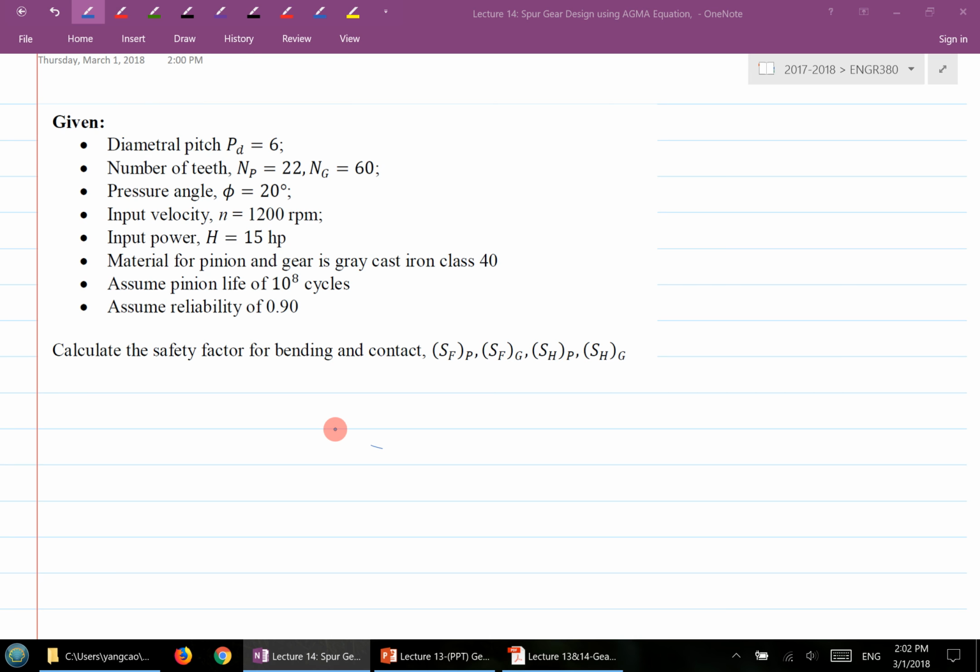Okay, good afternoon. Let's continue on the gear design. We'll try to finish the gear design today. I'm going through this gear design using an example. There are a lot of parameters, a lot of factors involved, right? But the bottom line is we're using that AGMA equation, which has a lot of parameters.